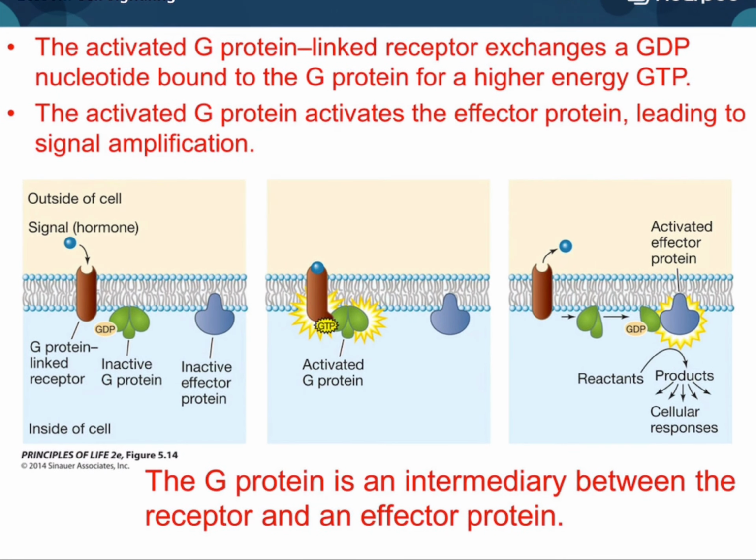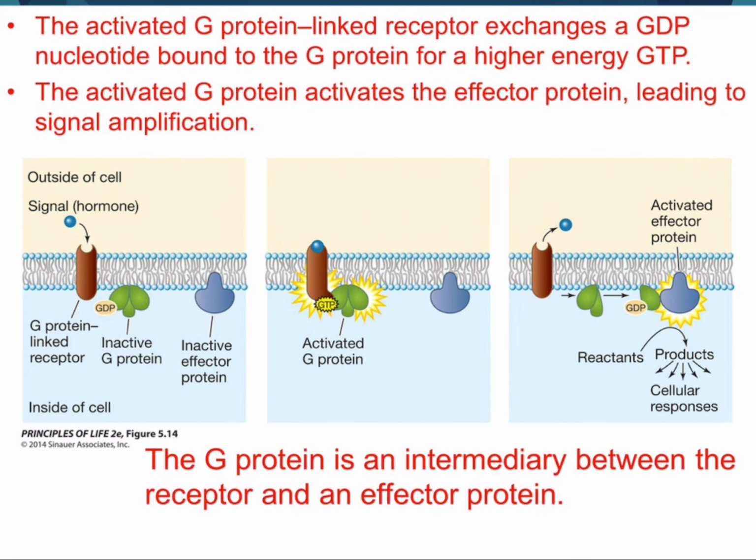So the activated G protein linked receptor exchanges a GDP nucleotide bound to the G protein for a higher energy GTP. So we're going from GDP to GTP. The activated G protein will activate the effector protein, leading to signal amplification. So this G protein we got going on here is an intermediary between the receptor and the effector protein.